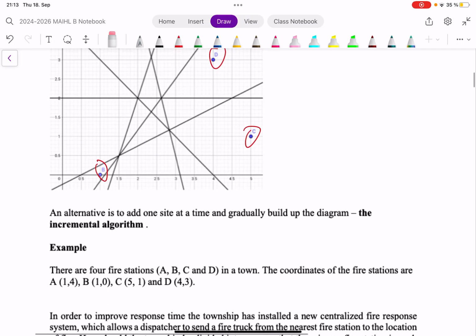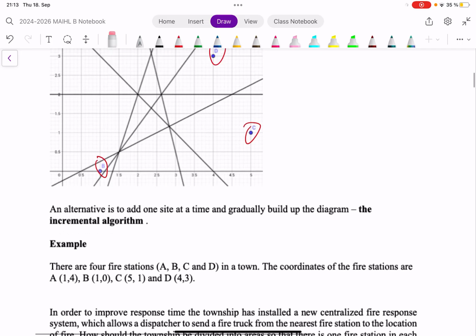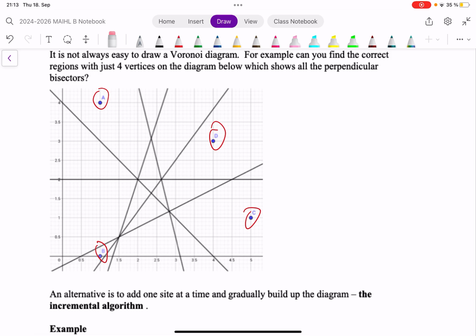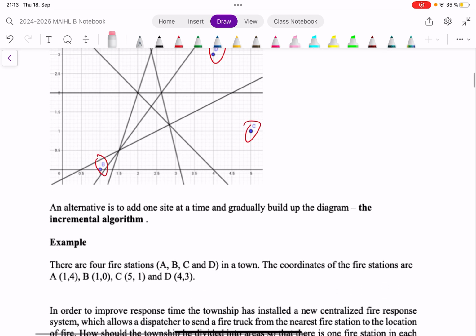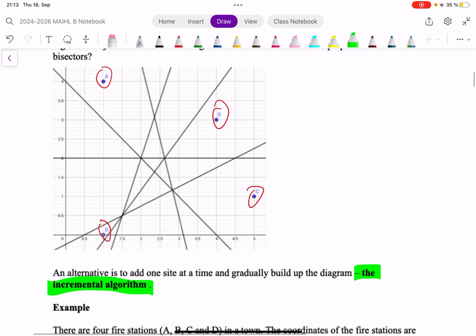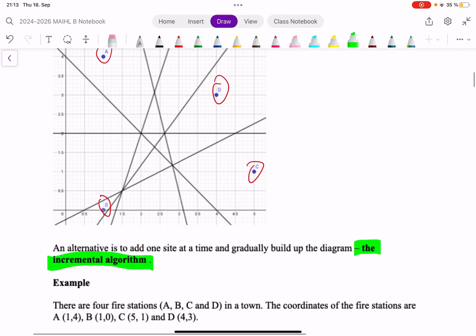So there is a way to do it instead of looking at all the lines all at once. You can add one site at a time and gradually build up the diagram. And so this is called the incremental algorithm. So instead of starting with 4 sites, you could maybe start with 2, build that diagram, add a 3rd site, build that diagram, add a 4th site, and build it off of that.